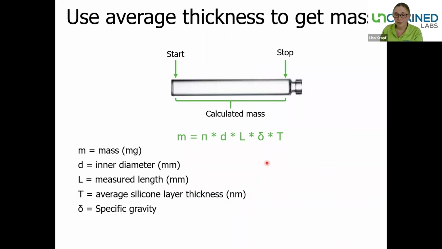Yeah, and then Bouncer will also calculate a silicone mass for the silicone inside of the sample. And it will use this formula. Basically, this is the area of the cylinder surface of the inner surface of the syringe multiplied by the average of layer thickness that has been measured and multiplied by the specific gravity of silicone. And you will have that value reported in a report.